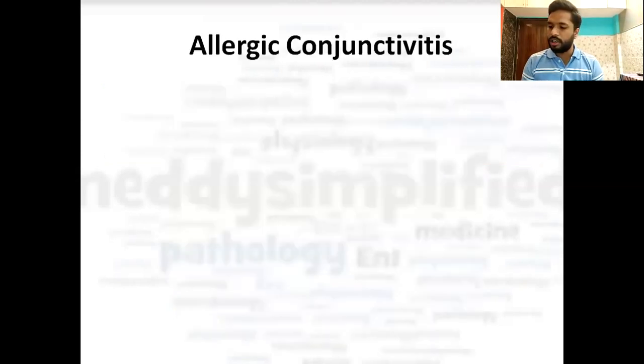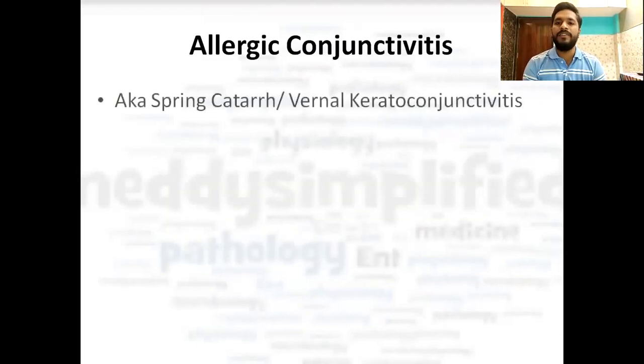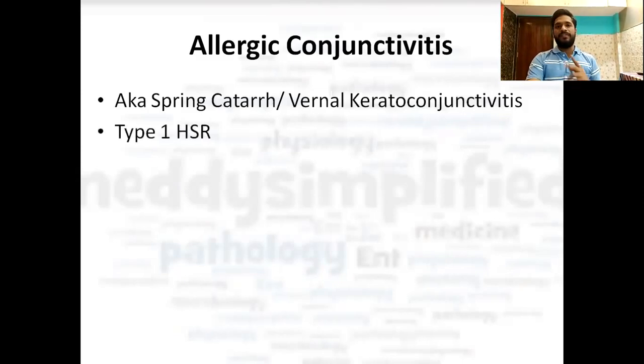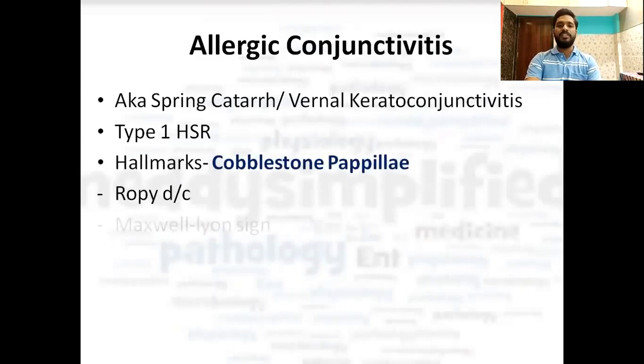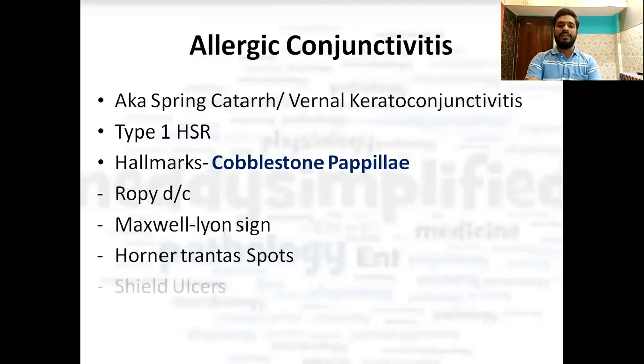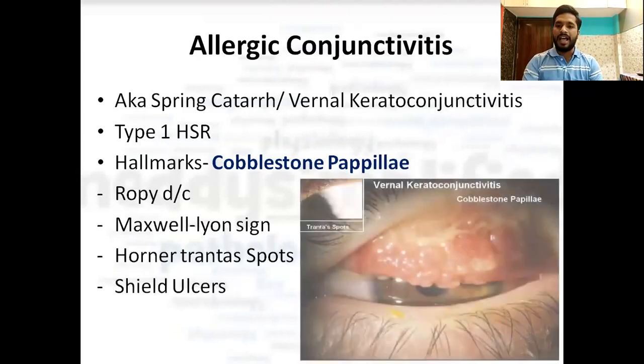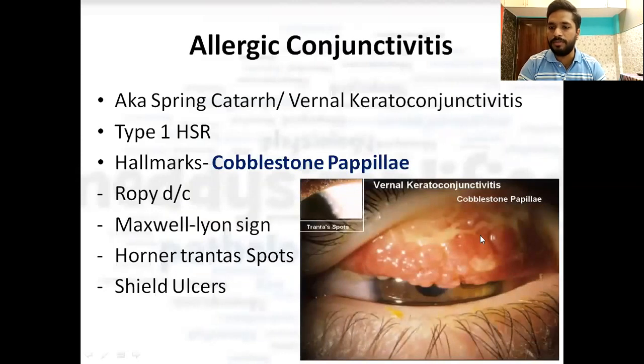Going further, we'll talk about the allergic conjunctivitis. It is also known as spring catarrh and VKC, that is vernal keratoconjunctivitis, right? It is an example of type 1 hypersensitivity reaction. Hallmarks of allergic conjunctivitis are cobblestone papillae, ropey discharge, Maxwell-Lyons sign, Horner-Trantas spots, and shield ulcer, and this is how cobblestone papillae look. You can appreciate it here. This is seen in allergic conjunctivitis, which is an example of type 1 hypersensitivity reaction.